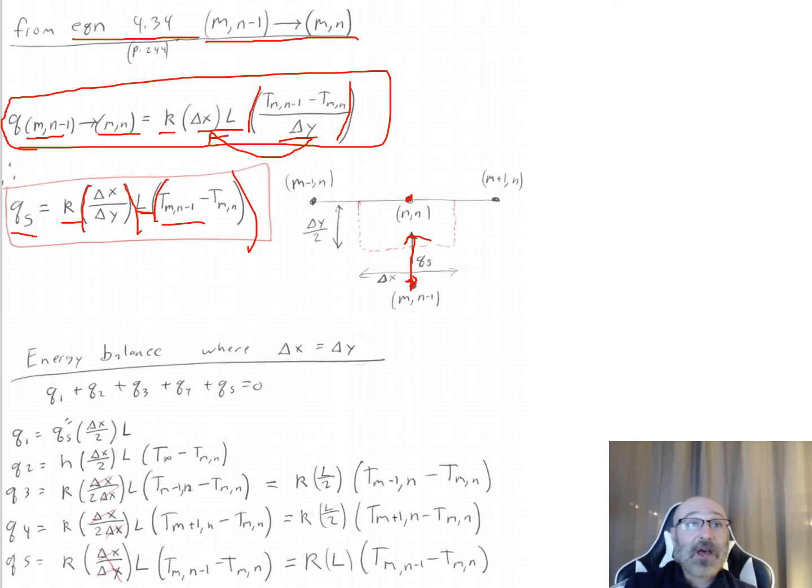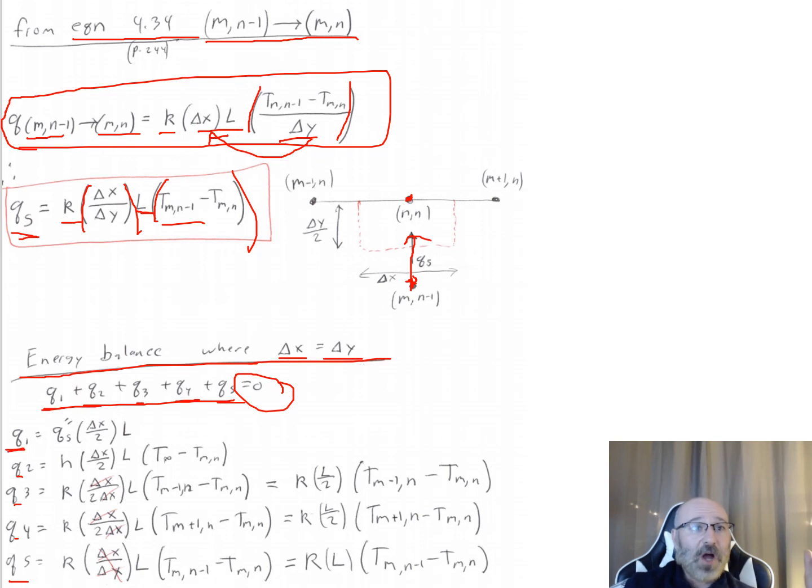So now we have a value for Q1, Q2, Q3, Q4, and Q5. Now we can move on to our energy balance, where in our case here, our delta X is equal to our delta Y for the specific problem that we're working on. So we go to the energy balance equation. What we have here is our Q1 plus Q2 plus Q3 plus Q4 plus Q5 is equal to 0. I've chosen to rewrite all those values for my different Q values, 1 through 5, because these are scattered throughout our solution. I'd like to have them all in one nice place so that I can plug this together into our energy balance equation.